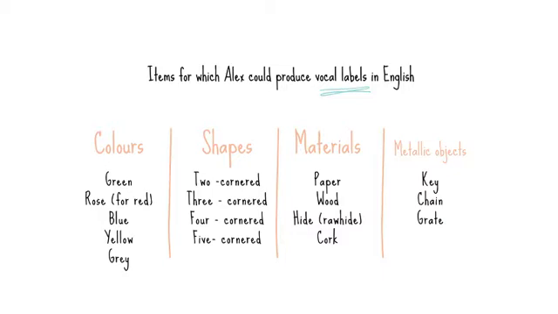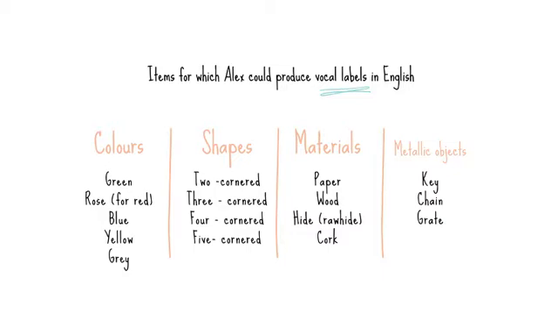So he was also taught about shapes. Okay, so he knows two-cornered. Two-cornered means football shaped. Three-cornered, he will say for anything that has a triangular shape. He will say four-cornered for anything that is in the shape of a square. And he will say five-cornered for pentagonal shapes.